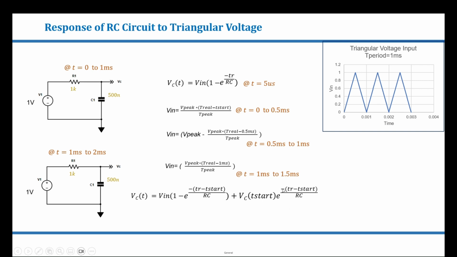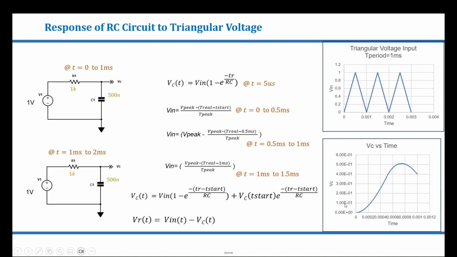So the second term is because the voltage would have charged to some initial voltage at 5 microseconds but proceeds to charge to a different voltage level at 10 microseconds. Now the voltage across the resistor can be calculated as V in minus Vc from KVL. This is how the voltage across the capacitor looks like when plotted from 0 to 1 millisecond.